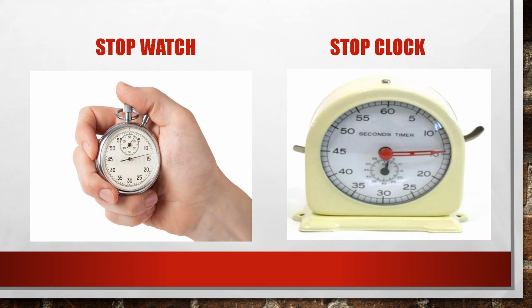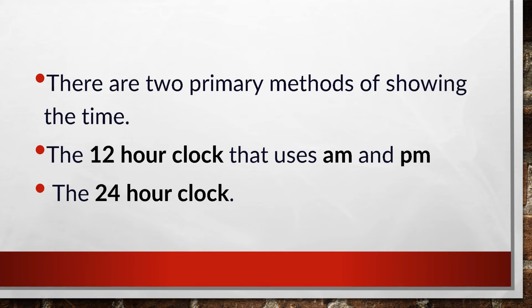To know the time interval, we use a special type of watch. It is called a stopwatch or a stop clock. A stopwatch we can operate in the hand, and a stop clock we can keep on the table and use. And nowadays in mobiles, Android mobiles also, this stopwatch will be there. We can easily use this stopwatch for finding out the time interval.